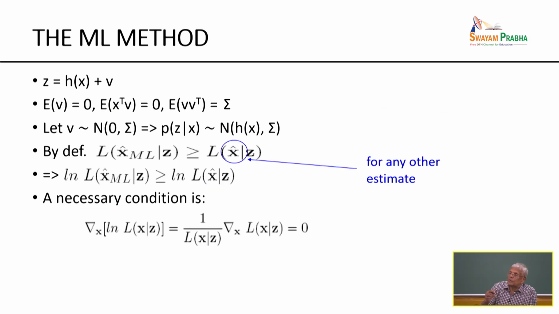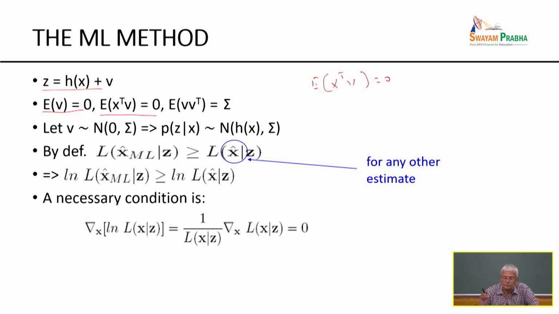So maximum likelihood can in fact be stated in terms of the nonlinear estimation problem. Z is equal to h of x plus v. Here E of v is 0. The cross covariance between x and v, please understand, we have already assumed x and v are uncorrelated. X and v uncorrelated means what? Expected value of x transpose v is 0. That's what uncorrelated means.